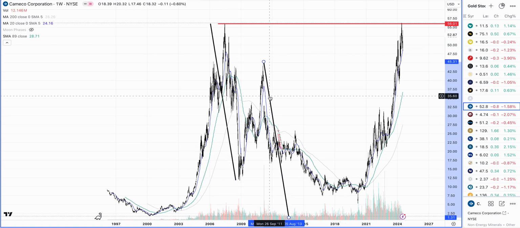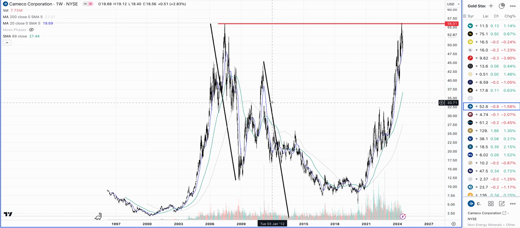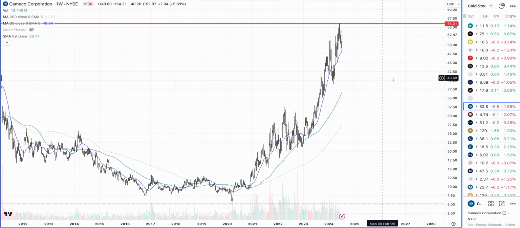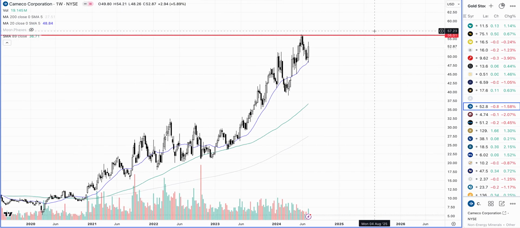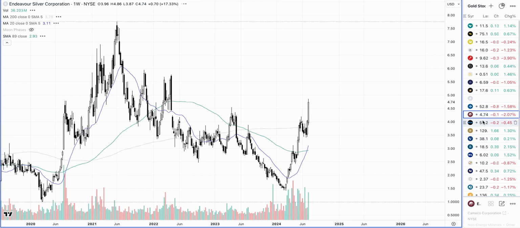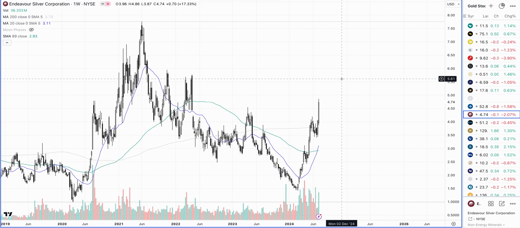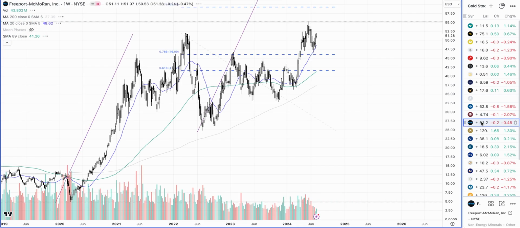No, the ABCD actually points to much lower. But interesting what this Chemco is doing, but it's already made big moves. So if it breaks out, it breaks out. This one is Endeavor Silver. So silver stocks, some of them really, really low price stocks, are moving now.